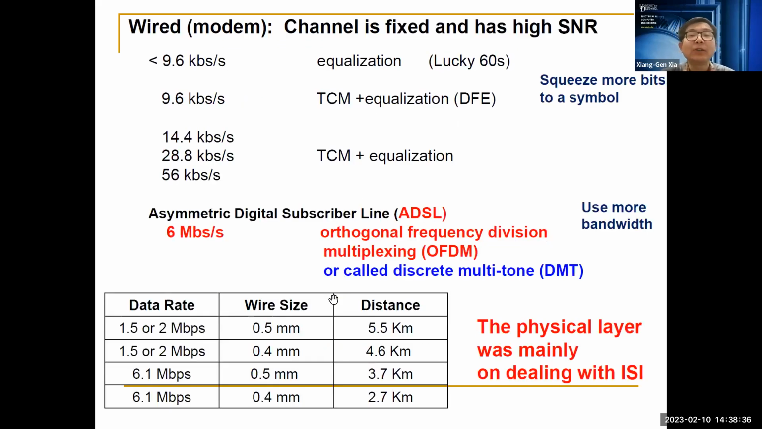Okay, let's go back to 25 years ago, which was the biggest business in the 90s, the computer modems, right? In computer modems, which are wired, the channel is fixed and also has high SNR, signal to noise ratio. And we got all those bit rates corresponding to different products on the market, computer modem products. If you have only a telephone line, then you can hook the telephone line to your PC with the modem, right? I think I bought all the modems here.